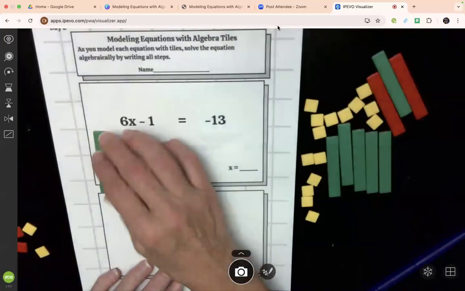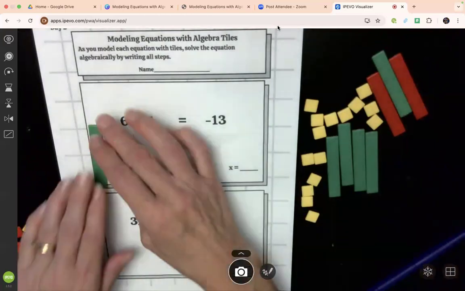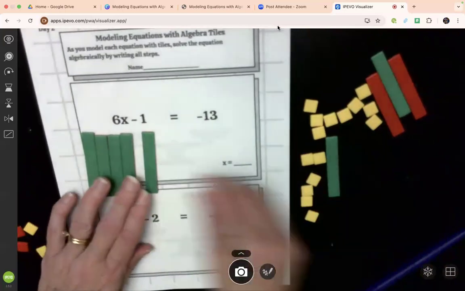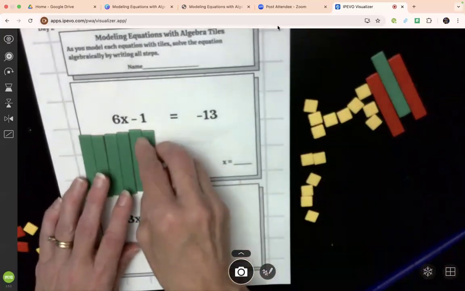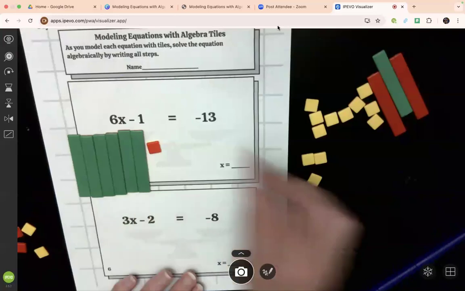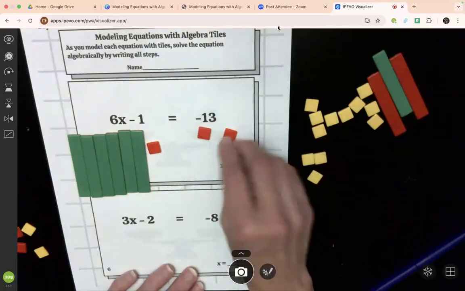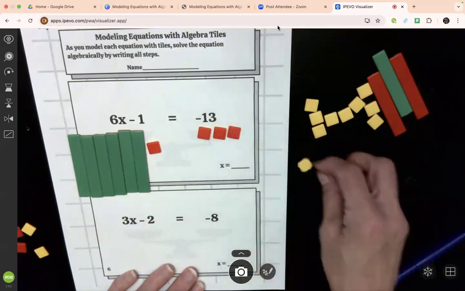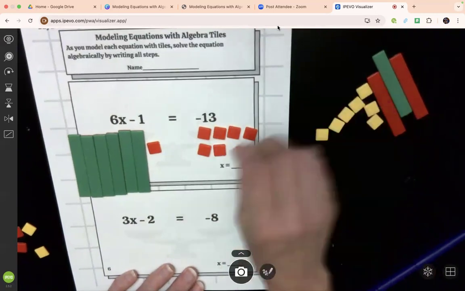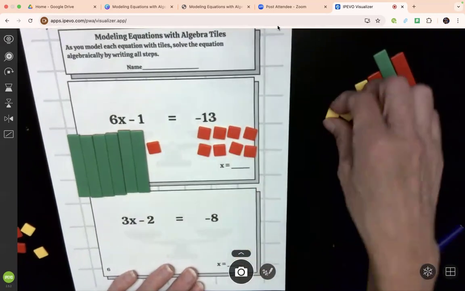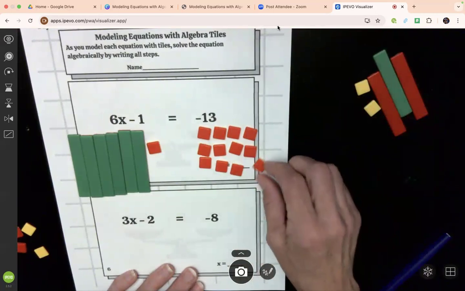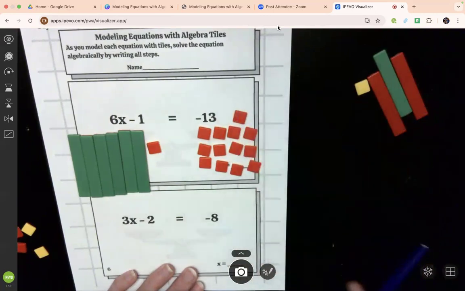All right, so now I need 6 rectangles because I have 6x minus 1. So 1, 2, 3, 4, 5, 6. And so now I have 6x minus 1, so I need to represent that with red. That's a -1 and equals -13. So I need 13 red tiles. There's 12, 13 red tiles.